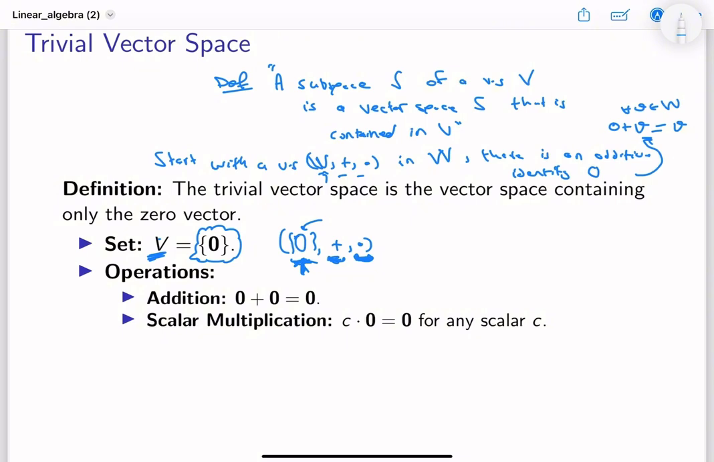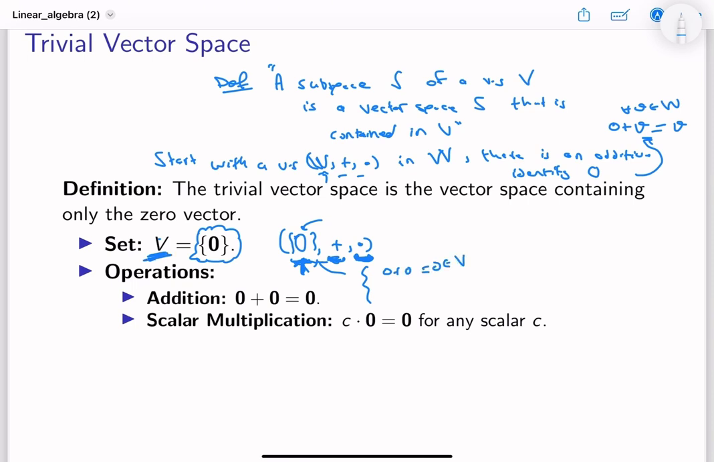I remind you, there are three important things to check when we want to check that a candidate is a vector space. Well, the first thing we need to check is closure under scalar multiplication and addition. That is evident because 0 plus 0 is 0, and this is still in V.